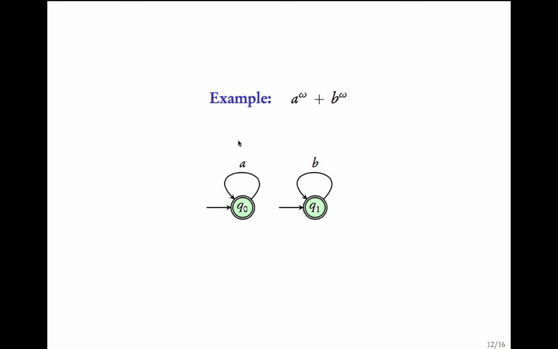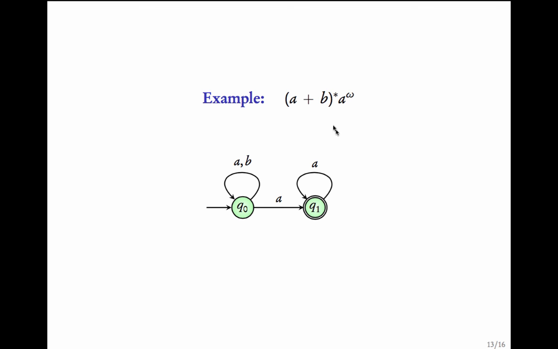If you look at a, it will start at q0 and keep visiting q0 again and again. Since q0 is accepting, a^ω will be accepted. Once you are in q0, you cannot read a b. So no other word will be accepted apart from a^ω from q0. If the automaton chooses to start from q1, it can read only b, and since q1 is an accepting state and it occurs infinitely often, b^ω will be accepted.